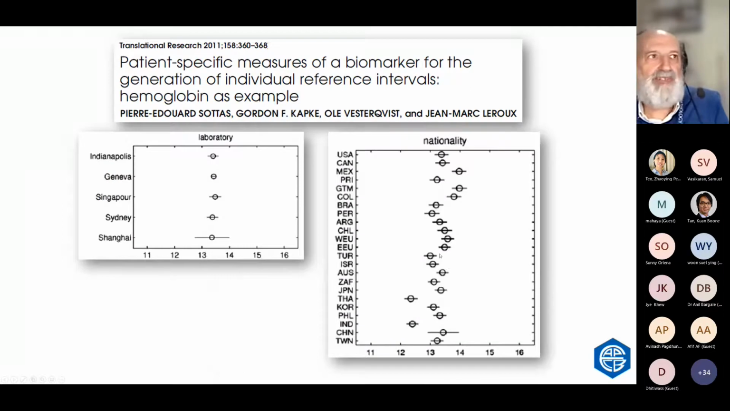And this paper looked at, generally it didn't make much of a difference which lab you were at, the mean hemoglobin was the same. It made a little bit of difference which country you were from. So India and Thailand had lower hemoglobins, which you could imagine are either due to iron deficiency or thalassemia.